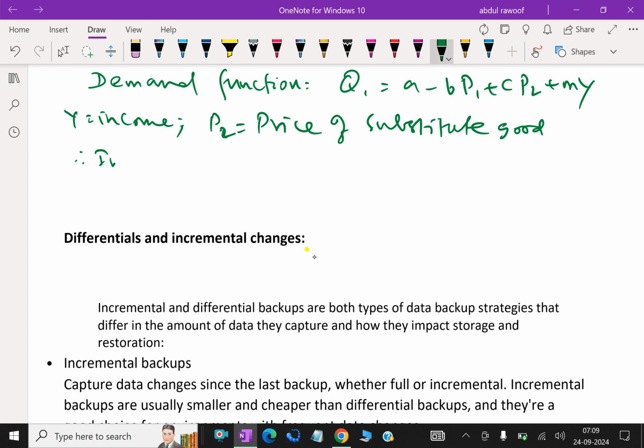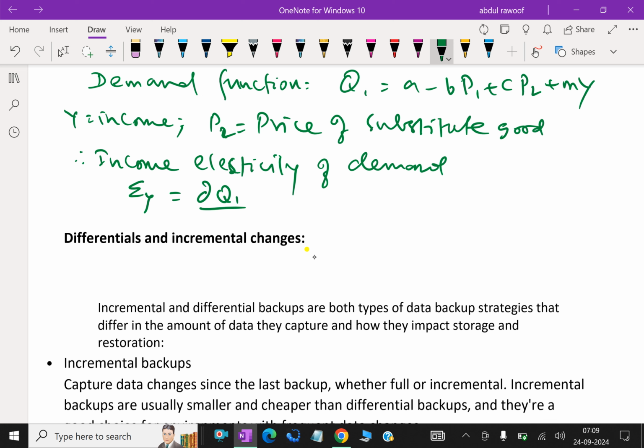Therefore, income elasticity of demand is sigma y equals the partial derivative of q1 over q1 plus ∂y over y with respect to y, which is equal to ∂q1 over ∂y times y over q1.